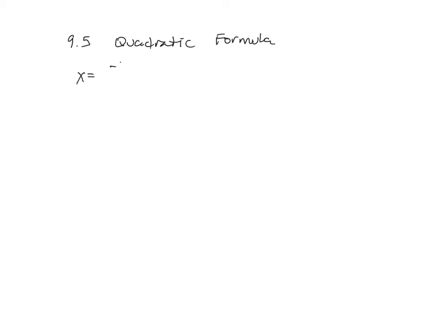So x equals negative b plus or minus square root b squared minus 4ac all over 2a. So remember, our standard form of a quadratic function is ax squared plus bx plus c. So all the a's, b's, and c's in there are referencing those numbers in the problem.